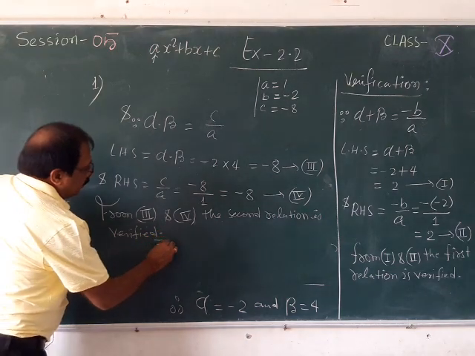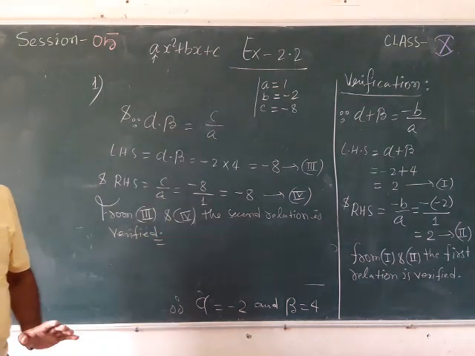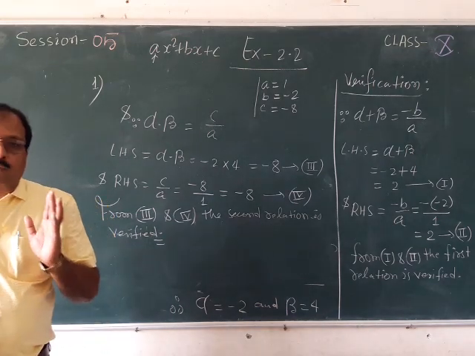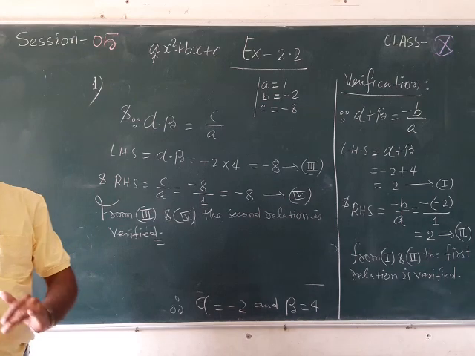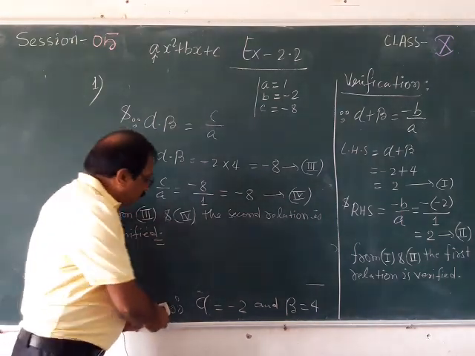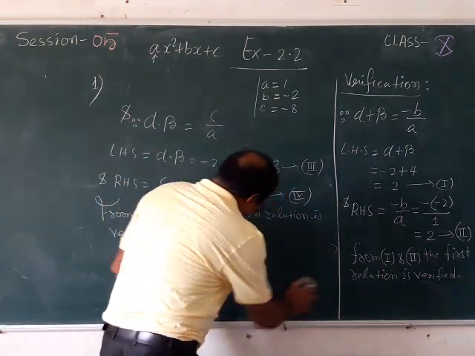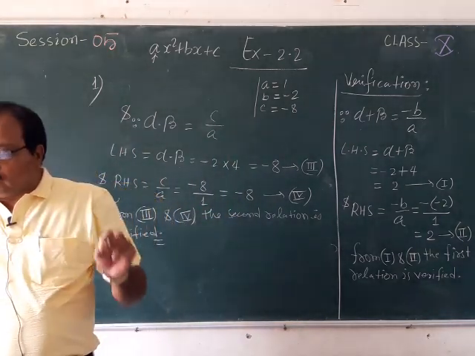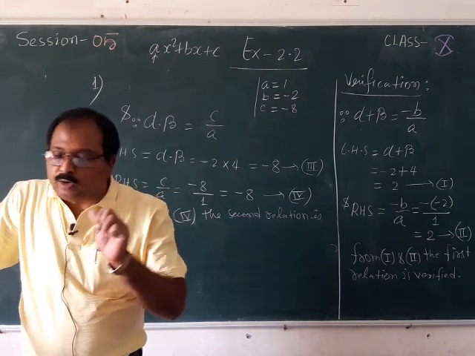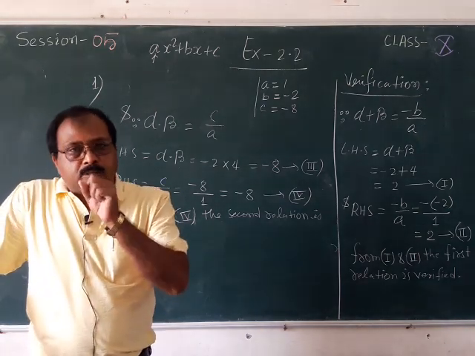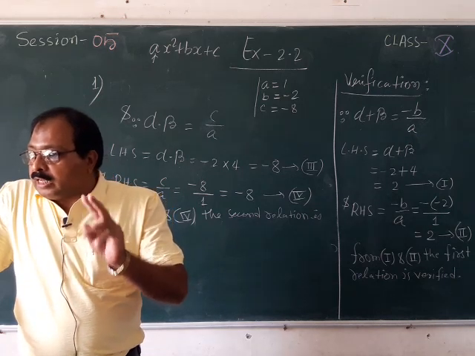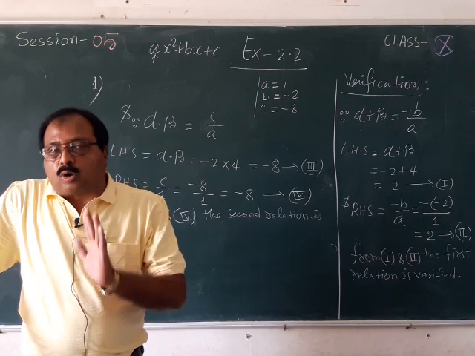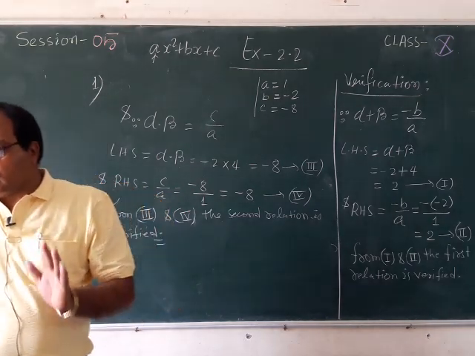So like this you have verified the relationship between the zeros and the coefficients. That means the formula which was given to us regarding the relation of a quadratic polynomial is true. So here in question number 1 you have to find the zeros of a quadratic polynomial, and then you have to verify the relation, whether the given relation is true or false.